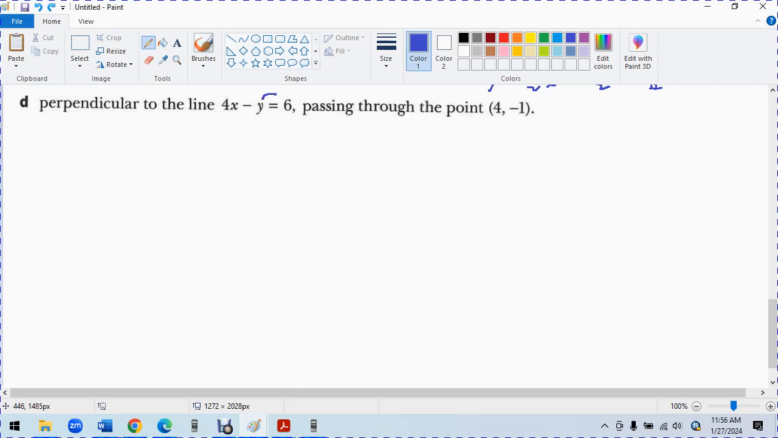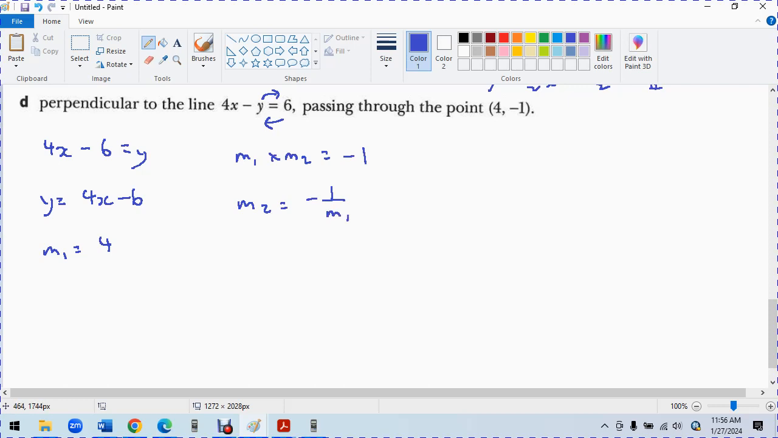So I move the y here and here. So we have 4x minus 6 equal to y. So y equal to 4x minus 6. So the gradient 1 is 4. So gradient 1 multiplied by gradient 2 equals negative 1. So gradient 2 equals negative 1 over gradient 1. So negative 1 over 4.